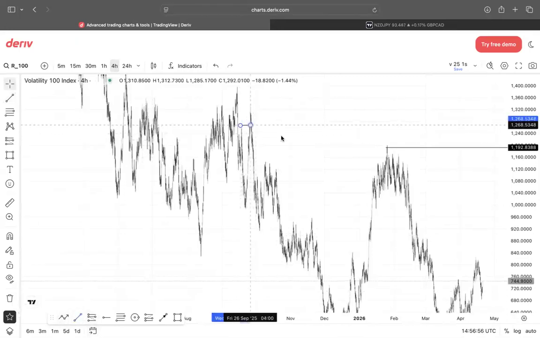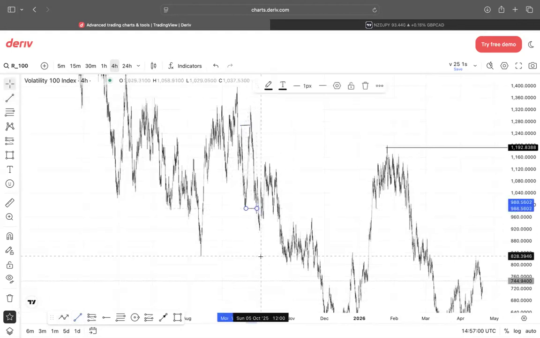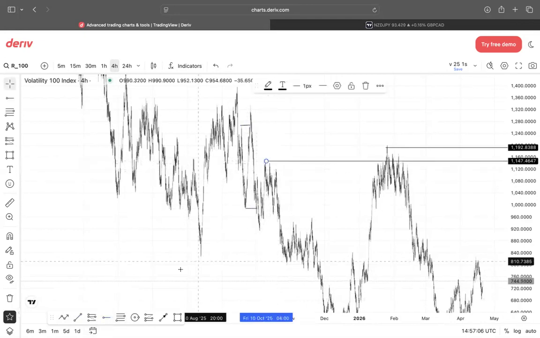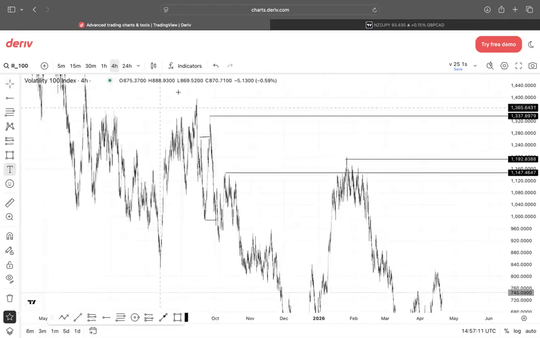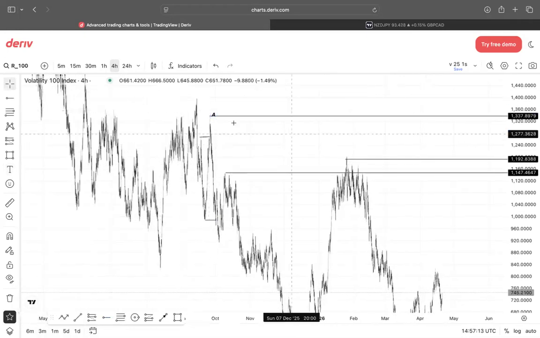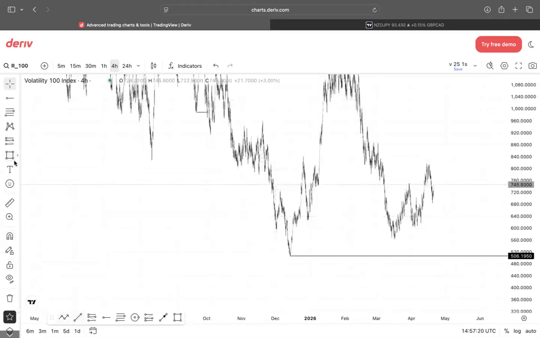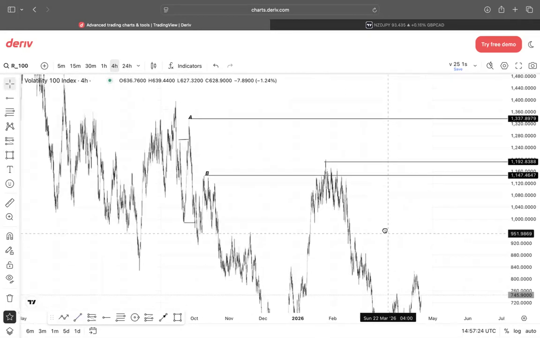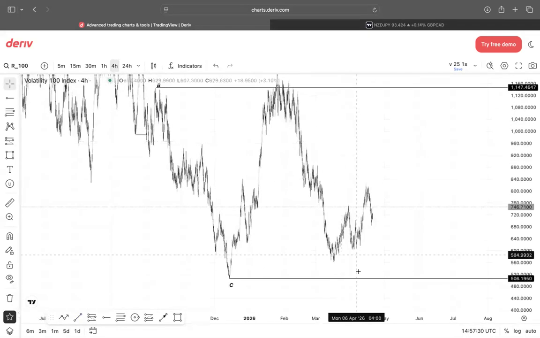This is our sweep. Price broke structure first, and then we had our 50% retracement. So we had this, and then this becomes our A. So we have A, we have B, and then we have C, where price is coming from before sweeping out our structural liquidity. So we have this, and then price is currently heading here.